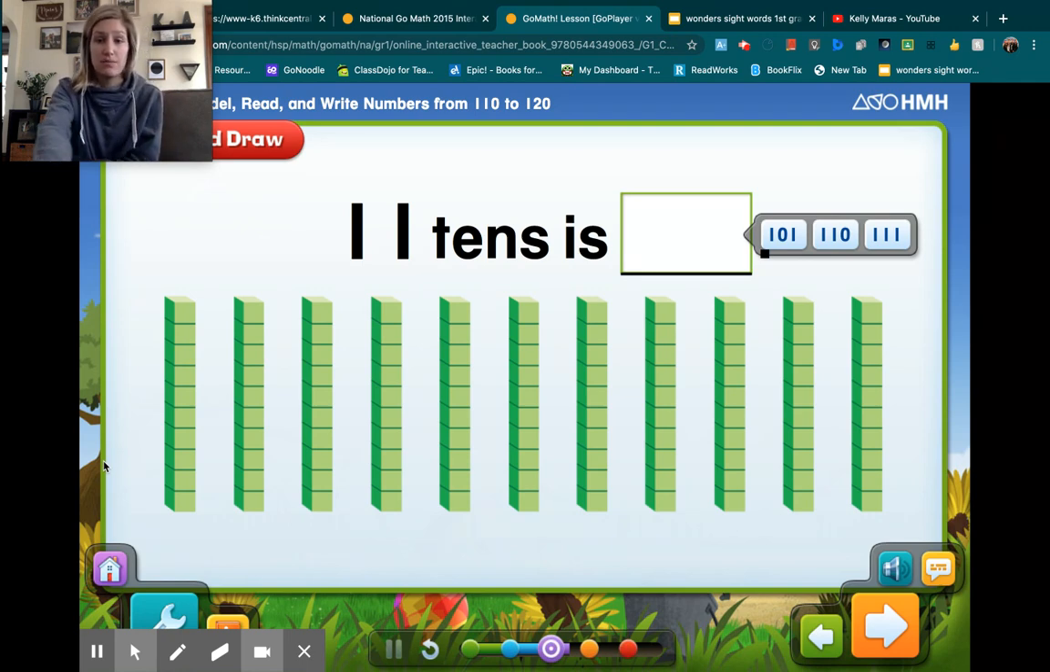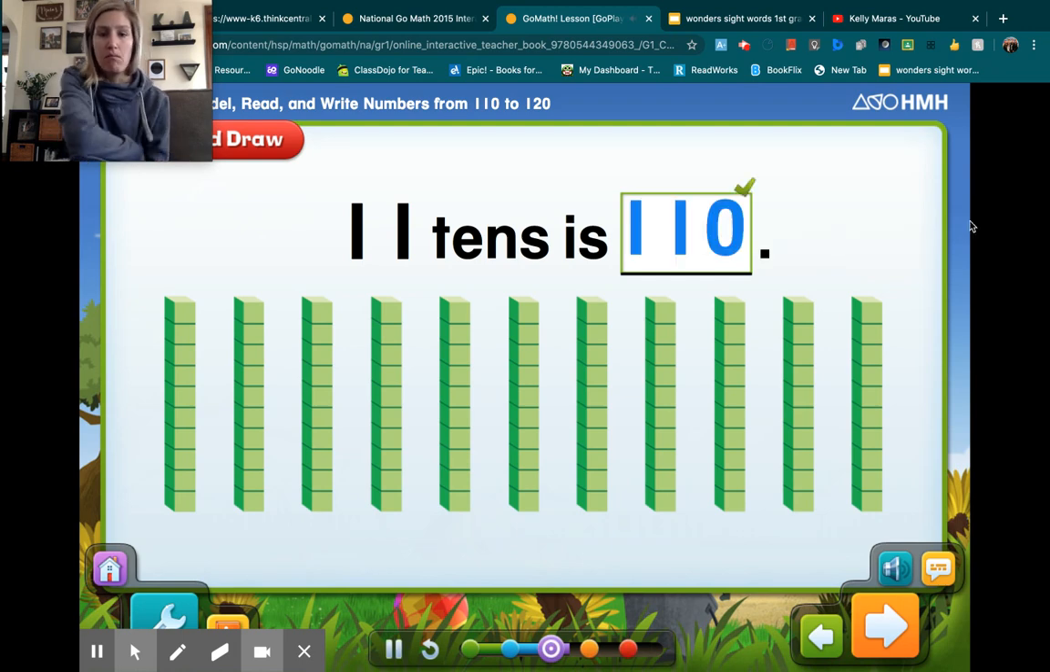So let's look at these numbers carefully because they have lots of similar digits in them. They're all starting with a 1, which means they're 100. This is 101. And this one is 111. So this is the correct number, 110. 11 tens is the same as 110. The 0 in 110 means there are no ones.